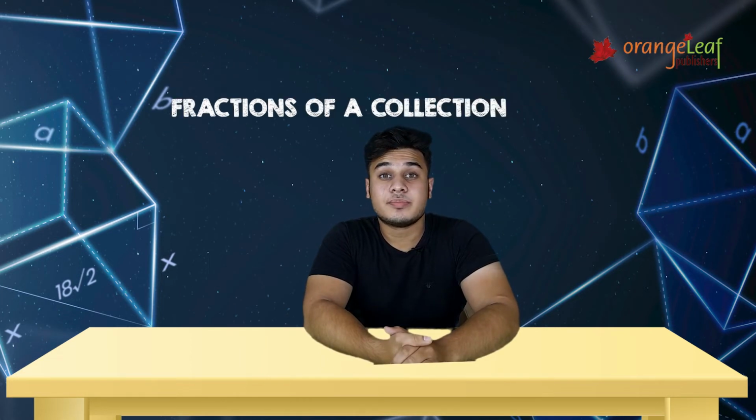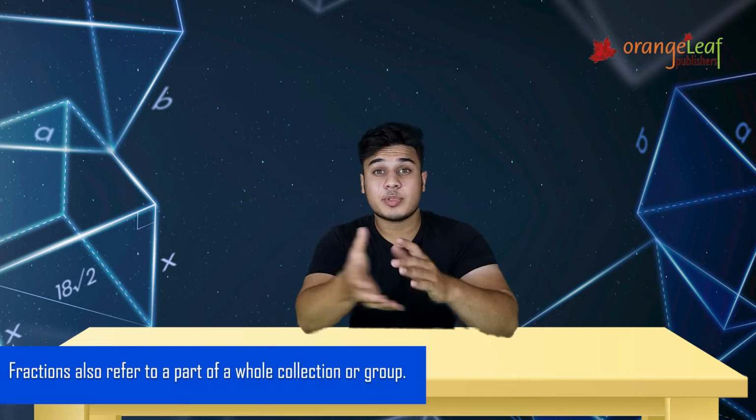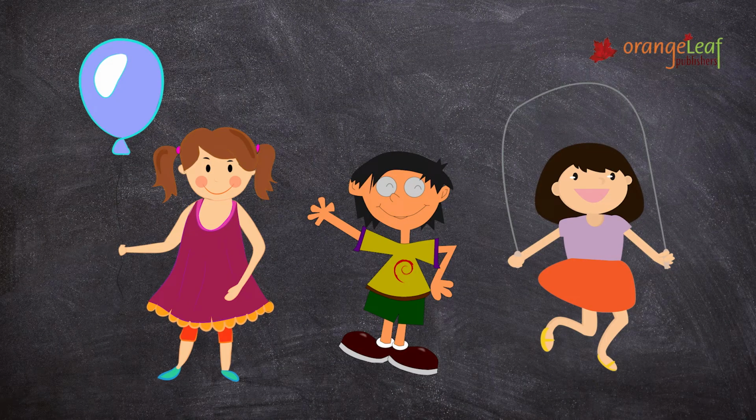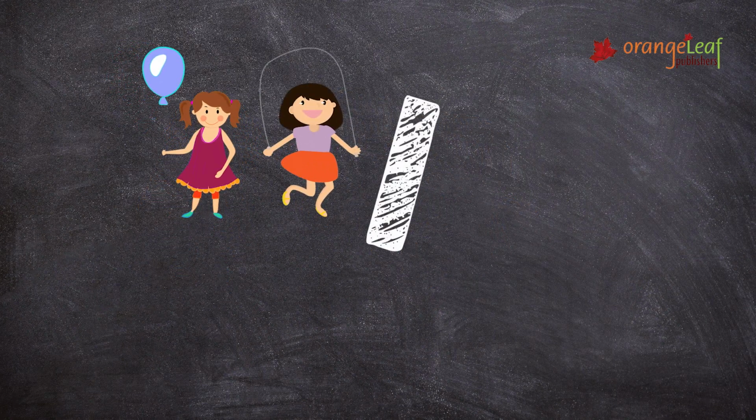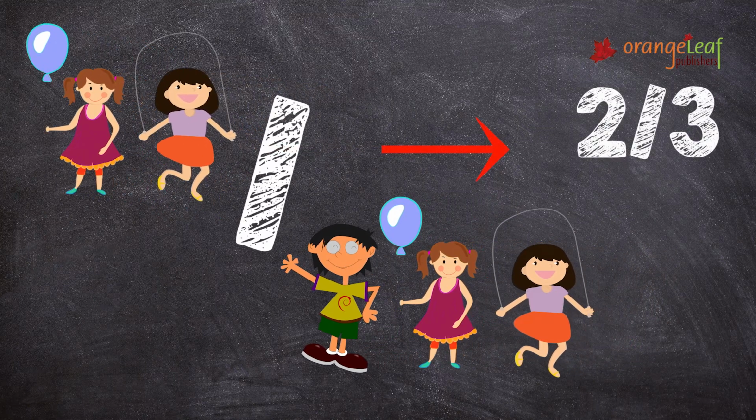Fractions of a collection. Now, a fraction can also be part of a collection or a group. For example, here you can see 3 children playing. What fraction of children are girls over here? Well, we can see that 2 out of 3 children are girls, which means 2/3 of the children are girls. We get this figure by dividing the girls by the total number of children present. Hence, 2 by 3.